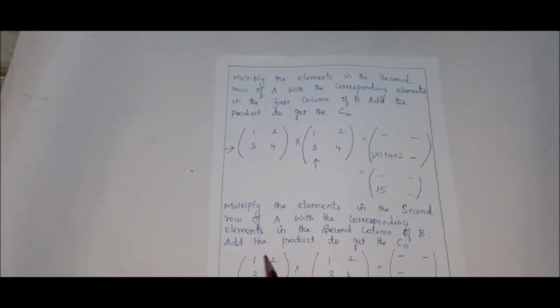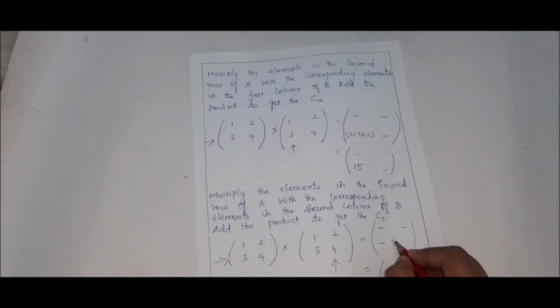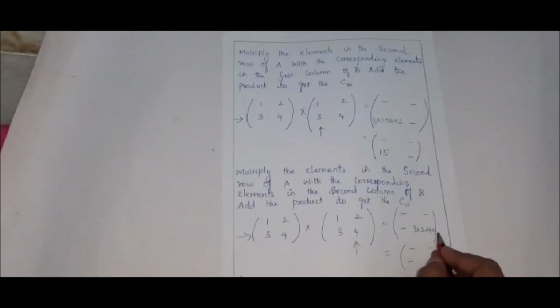Similarly, in this step, we are going to multiply the second row of the first matrix with the second column of the second matrix. For this, the second row is here and the second column is this one. Here 3 into 2 plus 4 into 4, which is 3 into 2, 6, plus 4 into 4, 16. So it is 22.